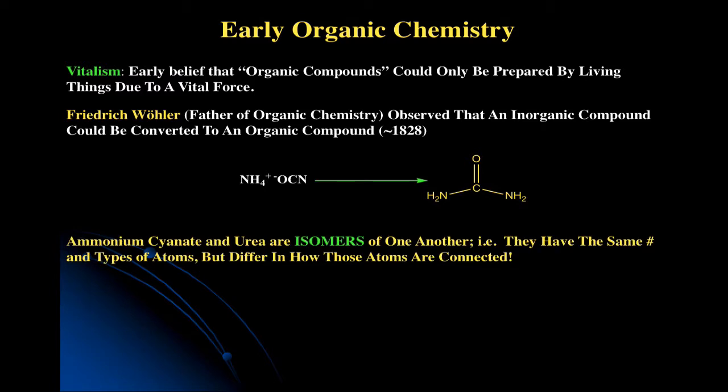Okay? It turns out that ammonium cyanate and urea are isomers of one another. They have the same number and types of atoms, but what's different about them? The structure. That's exactly right. This has a different connectivity than this. It has a different type of structure.